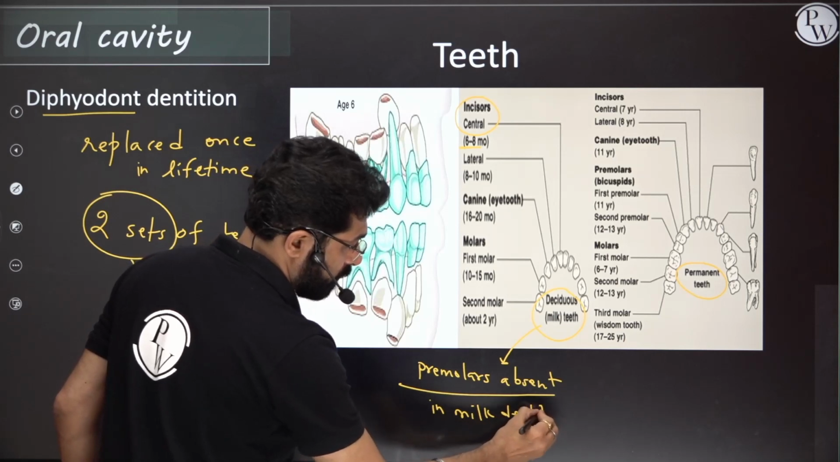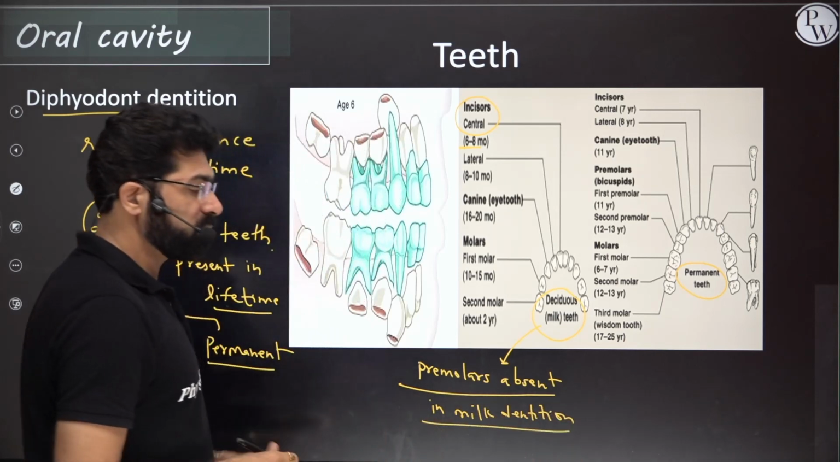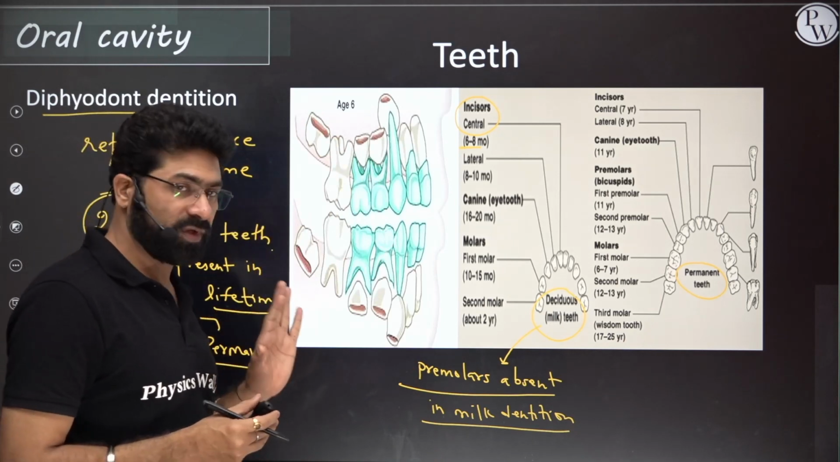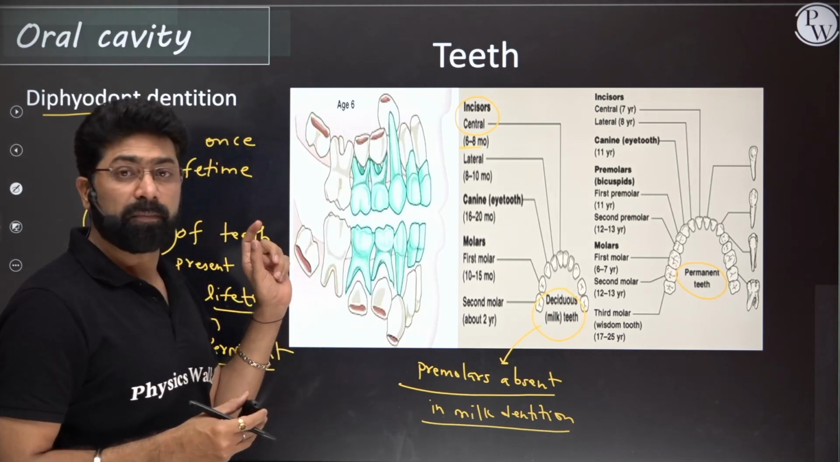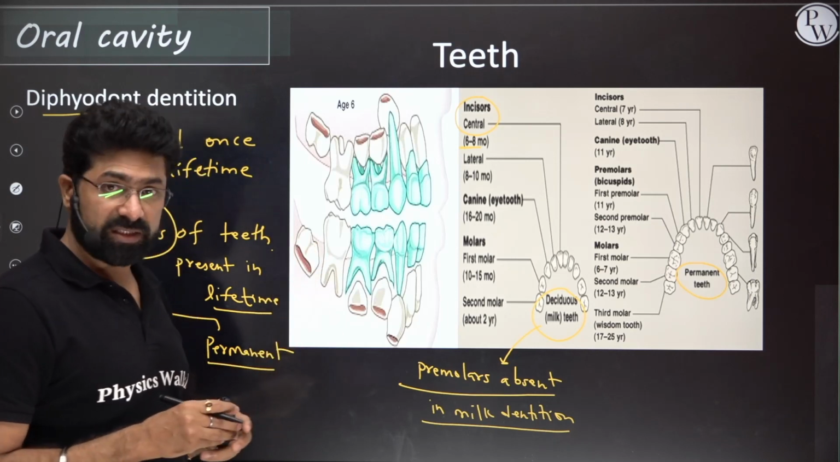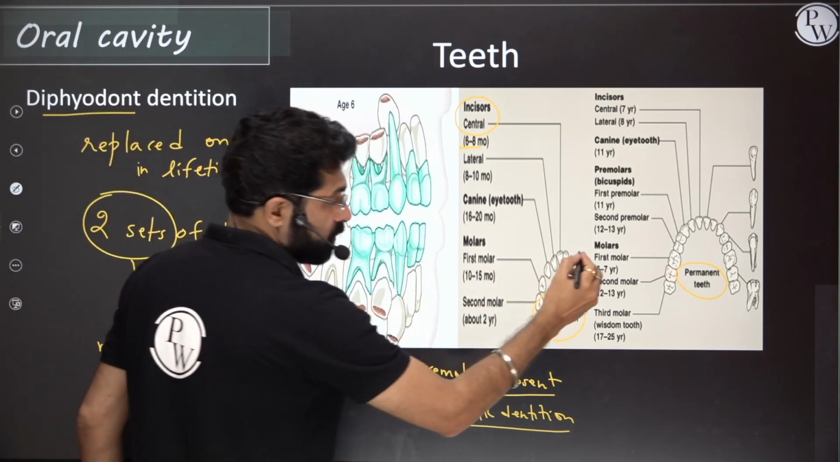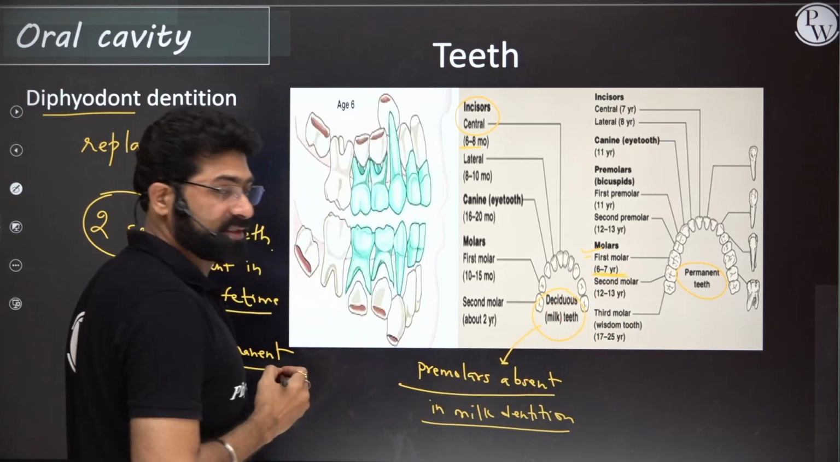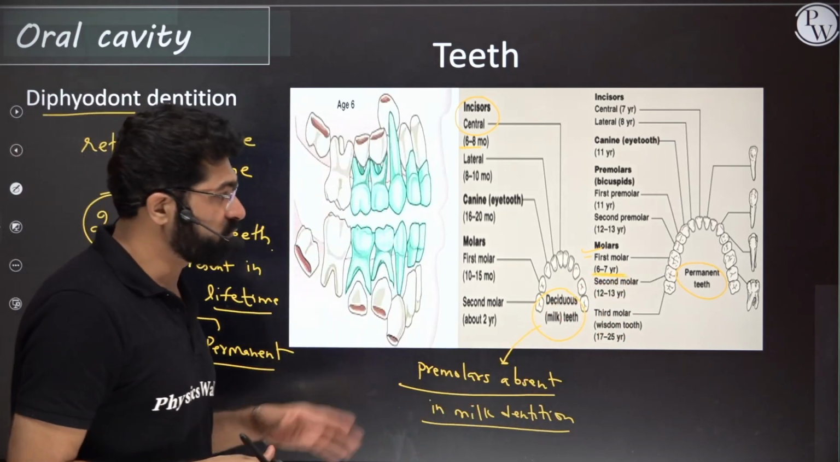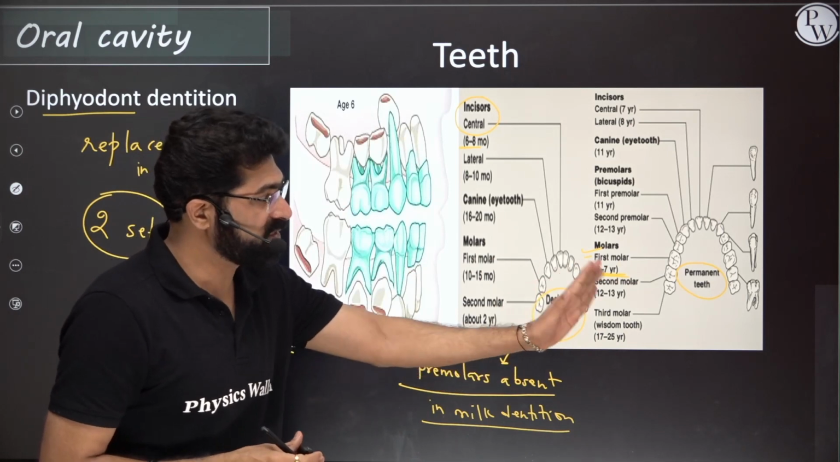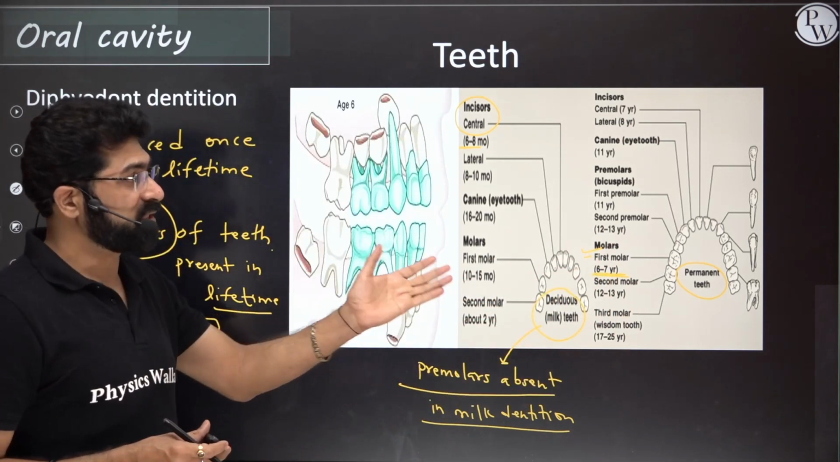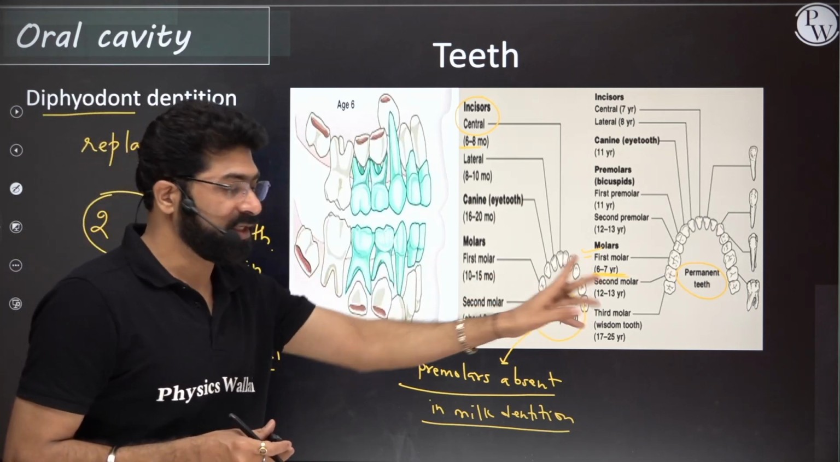Okay. Now let's see. Till 6 years, the child will have these kinds of teeth. They will not have the premolars, but the first molar, sorry, will appear around 6 to 7 years. So from the 6th year, the permanent set of teeth has started coming. The permanent set of teeth starts coming by around 6 to 7 years.